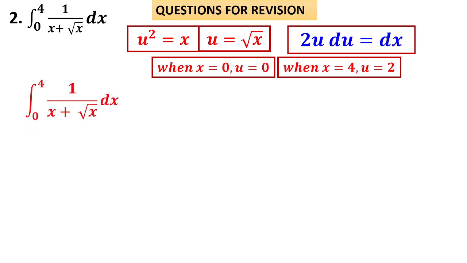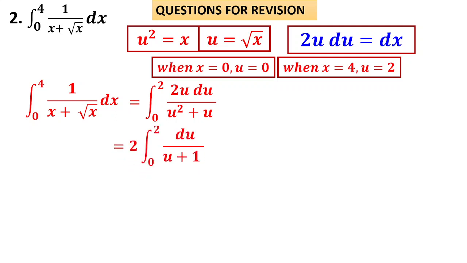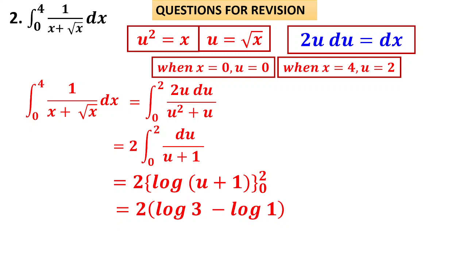Well, from 0 to 4 dx upon x plus root x. It will become integral 0 to 2. For dx I am putting 2u du. For x I am putting u square. For root x I am putting u. When I take u outside, it will get cancelled. The denominator will become simply u plus 1. Formula is very simple. It is 2 log of u plus 1 from the interval 0 to 2. When I put 2, it will become log 3. When I put 0, it will become log 1. Therefore, the answer is 2 log 3.